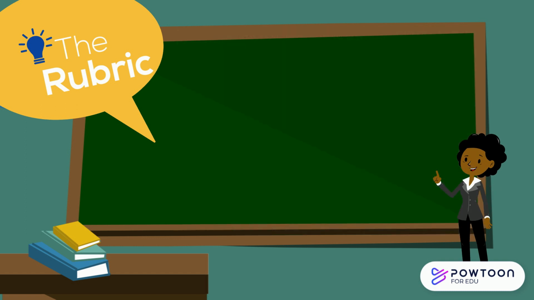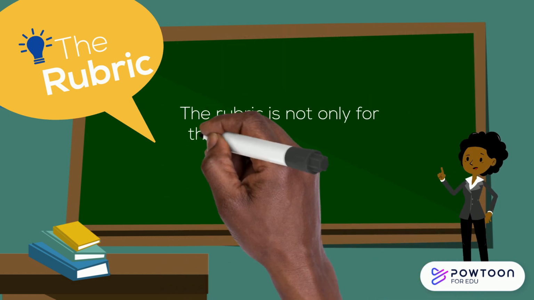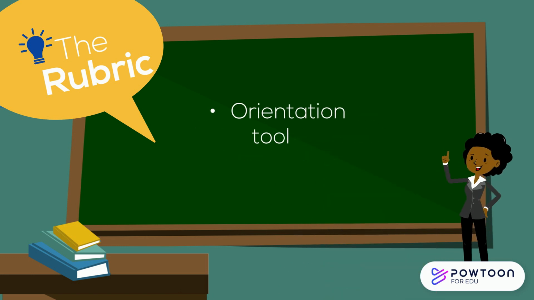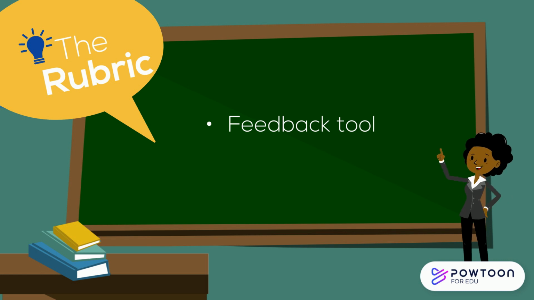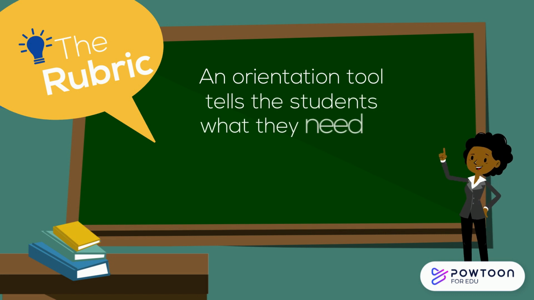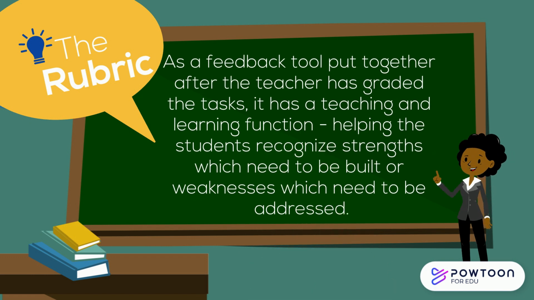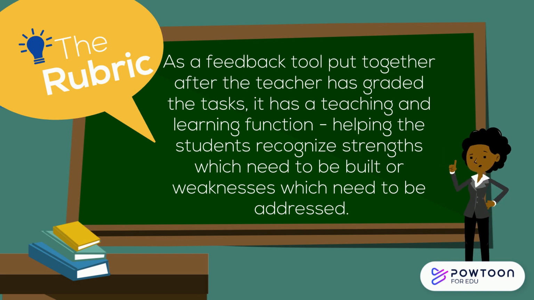It is important to note that the rubric is not only for the teacher to consult while marking. For the student, it is both an orientation tool and a feedback tool. When given out to the students along with an assessment task, a rubric is an orientation tool that tells the students what they need to do to achieve a particular performance level. As a feedback tool, put together after the teacher has graded the tasks, it has a teaching and learning function, helping students to recognize strengths which need to be built or weaknesses which need to be addressed.